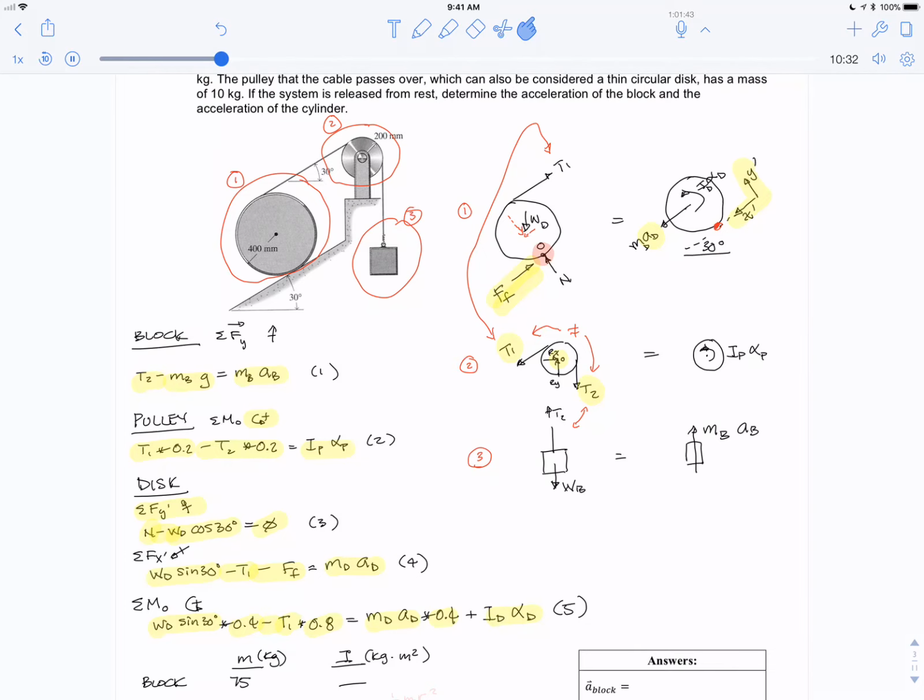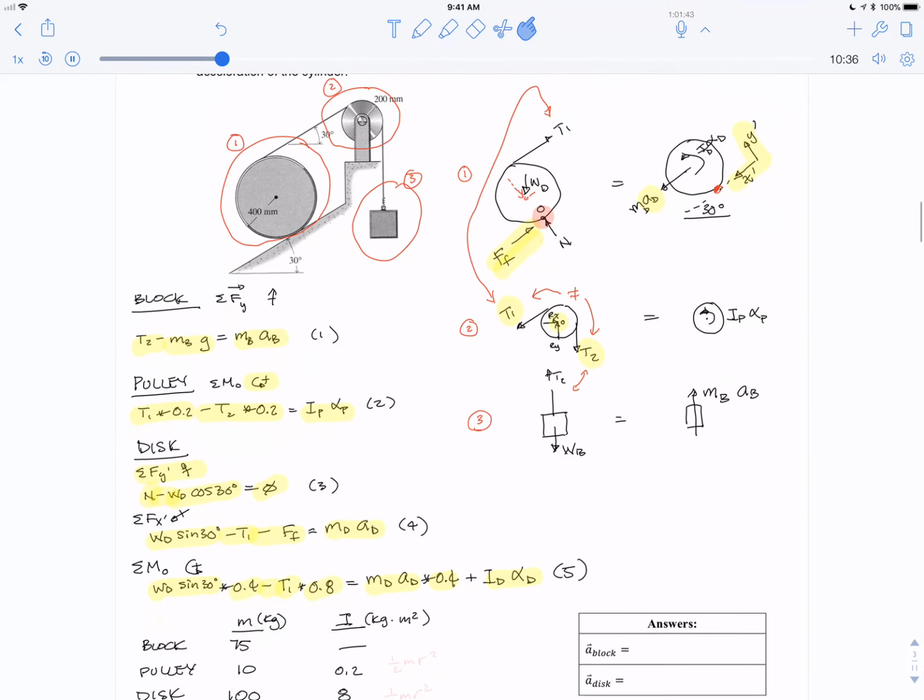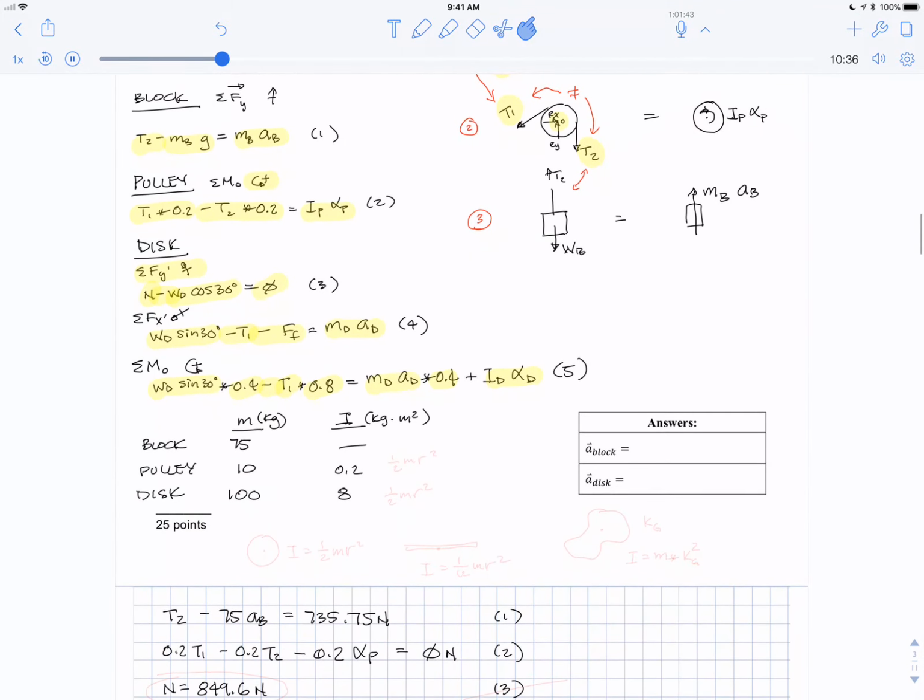Okay, so we have 5 equations here. What we need to do is put in the values for the mass and the moment of inertia. I'm going to skip that; I just wrote it out right here. You were given these masses, and I think it said the pulley can be considered a thin disc, and they even called that wheel a disc.